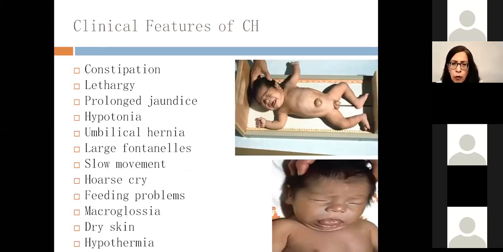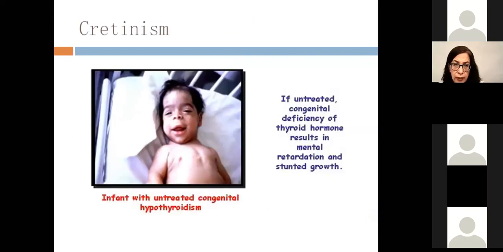Clinical features: there is a whole list of clinical features which may or may not be there. Constipation, lethargy, prolonged jaundice, hypotonia, umbilical hernia, large fontanelles, slow movement, hoarse cry, feeding problems, macroglossia, dry skin, hypothermia, a whole list of features. If congenital hypothyroidism is untreated, the patient may develop cretinism, mental retardation and stunted growth.